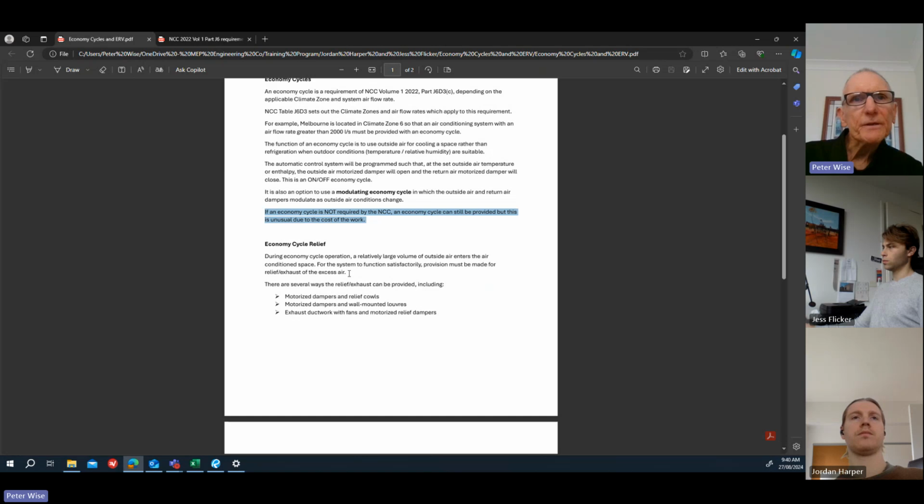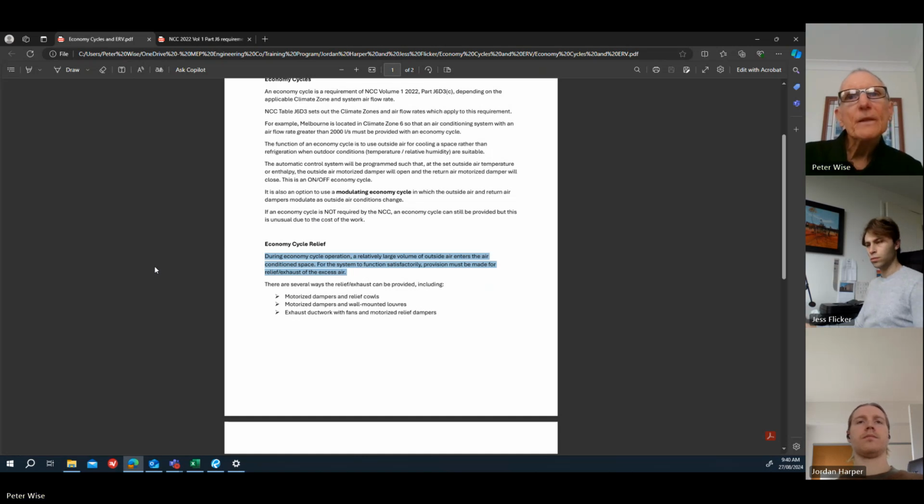Now, the other important thing is relief. So if you're operating an economy cycle, suddenly you've got a lot more fresh air coming into the building or outside air coming in, which is going to pressurise the building. So you have to provide some form of relief. And we've talked about relief before, balancing rooms, balancing floors, balancing the whole system. So it's the same thing. So there's a number of ways that you can do it.